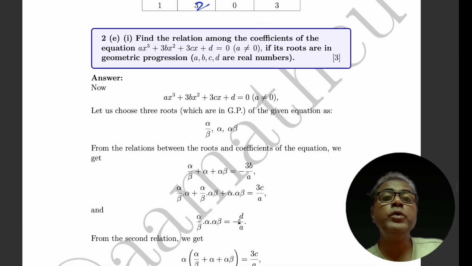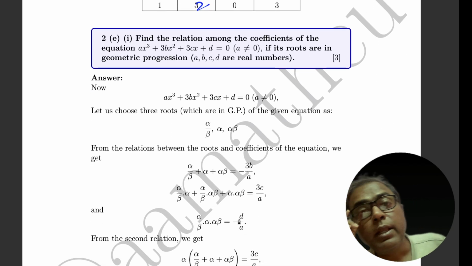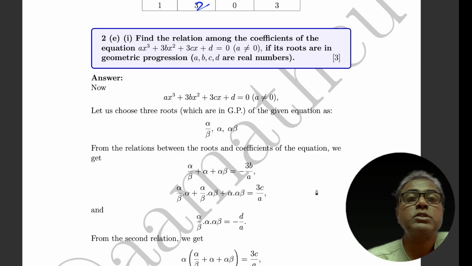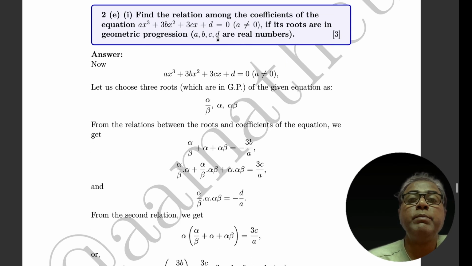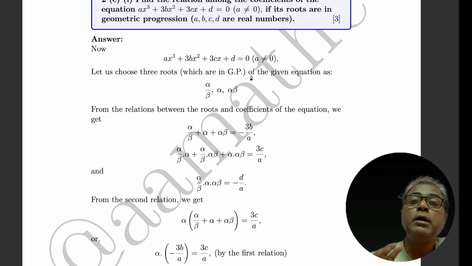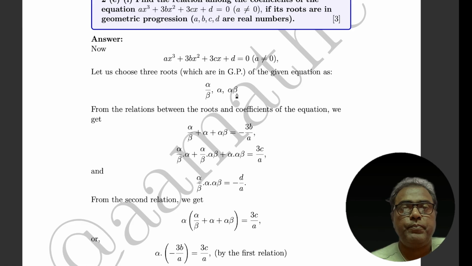Next question 2E1. Find the relation among the coefficients of the equation ax cubed plus 3bx squared plus 3cx plus d equal to 0, where a is not equal to 0, if its roots are in geometric progression; a, b, c, d are real numbers. First, the given equation is this. Since the roots are in geometric progression, this is the technique to choose the roots: alpha by beta, alpha and alpha beta.